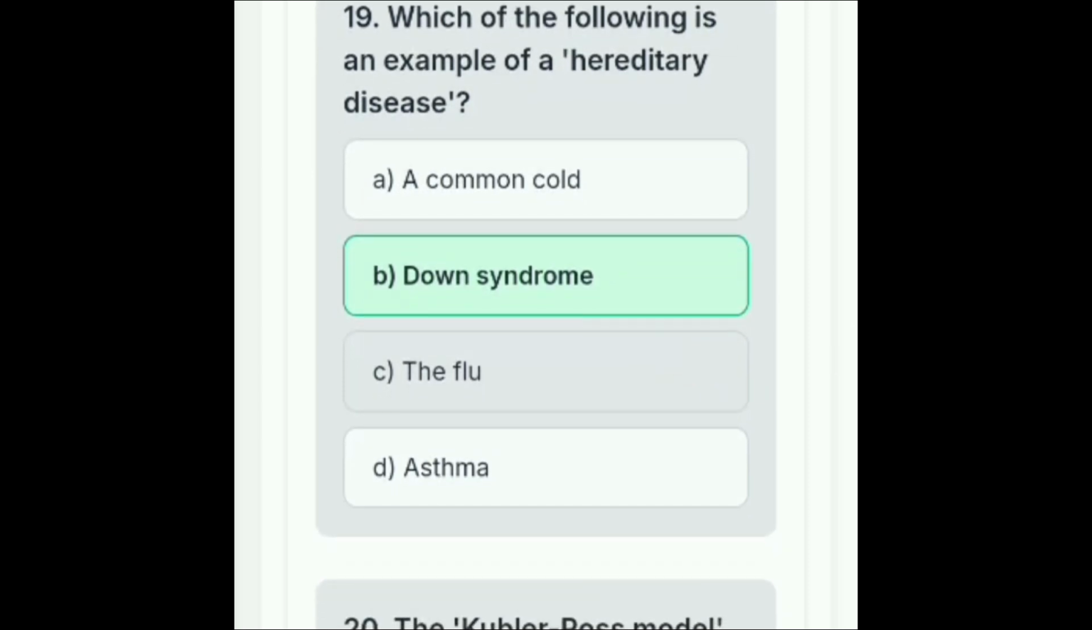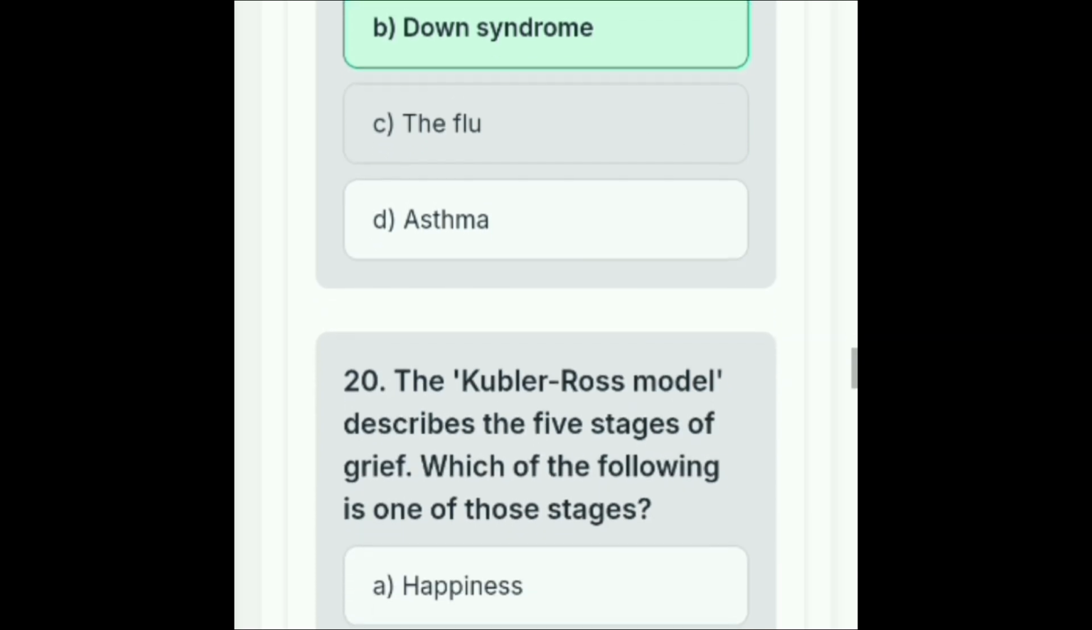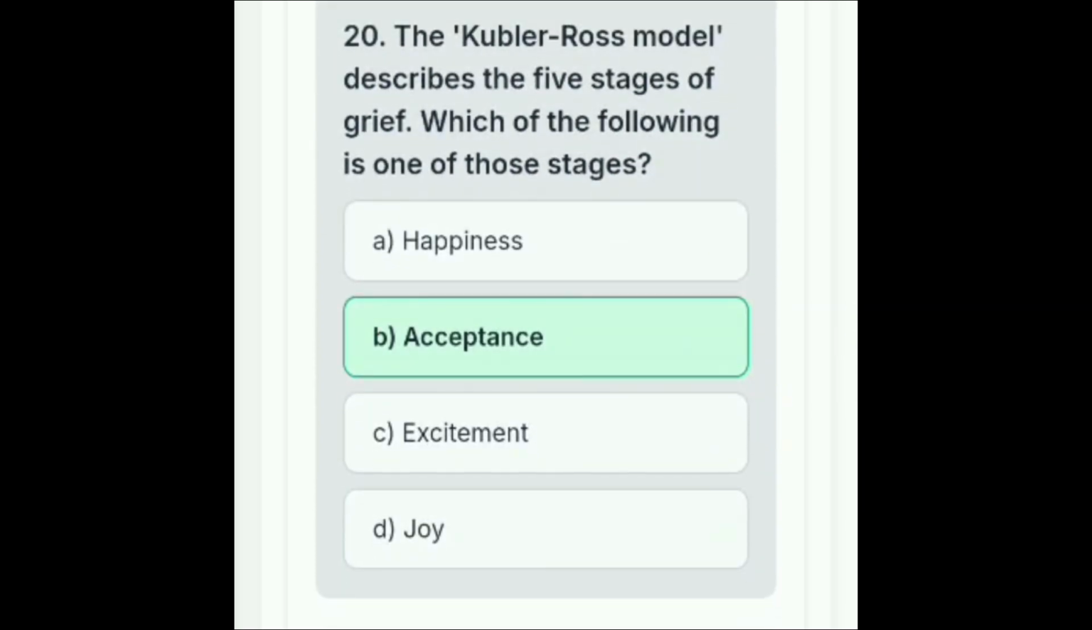19. Which of the following is an example of a hereditary disease? Option A, common cold. Option B, Down syndrome. Option C, the flu. Option D, asthma. So B is correct.